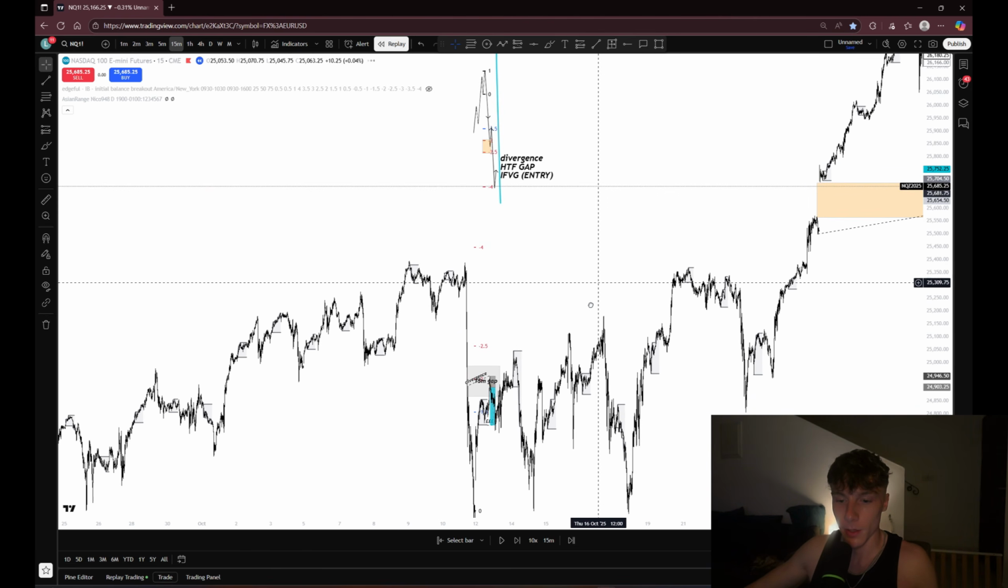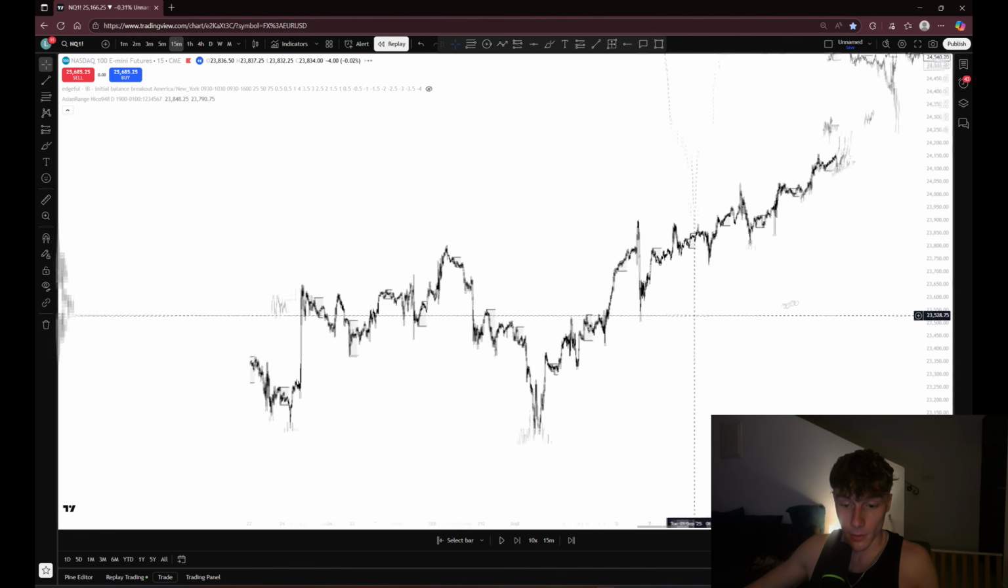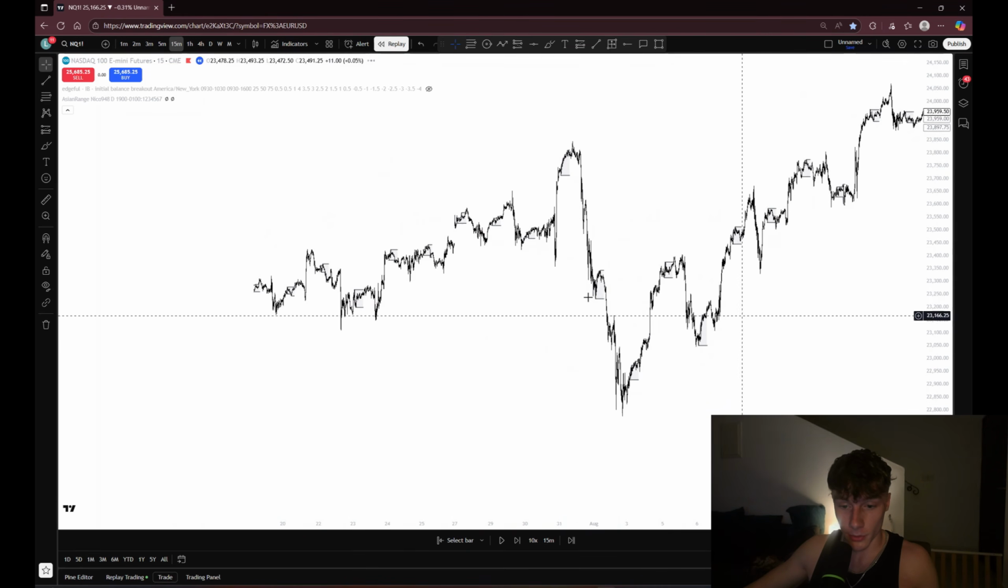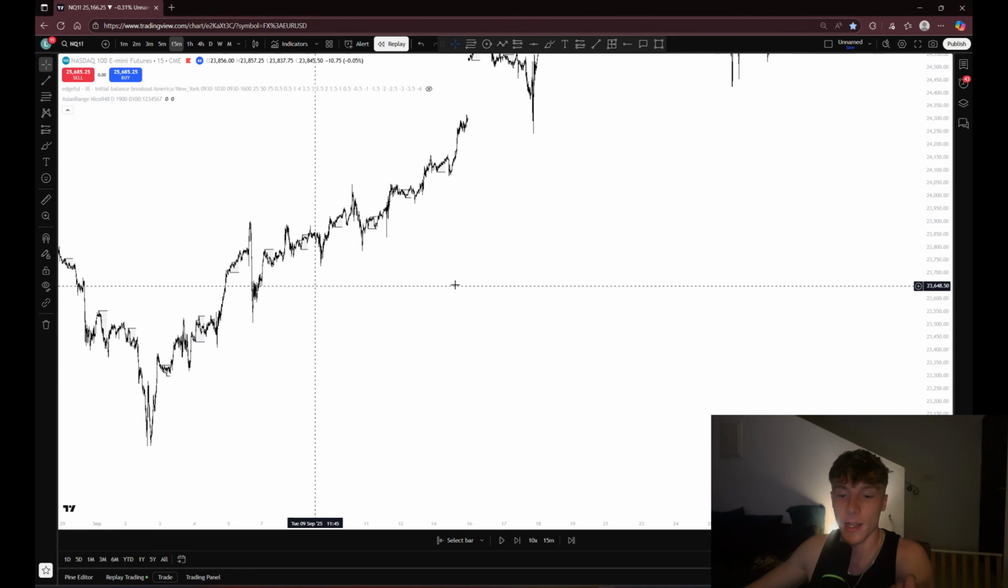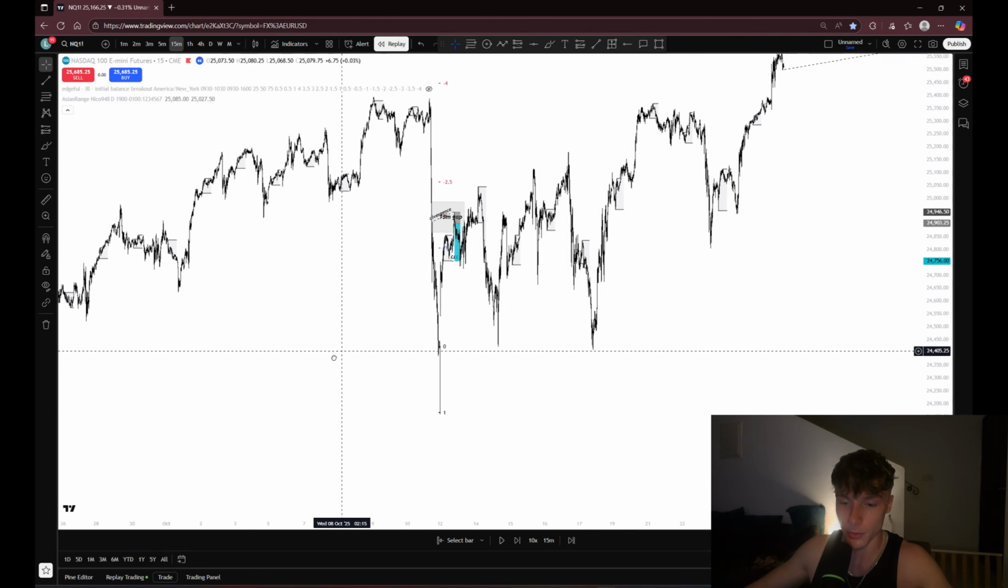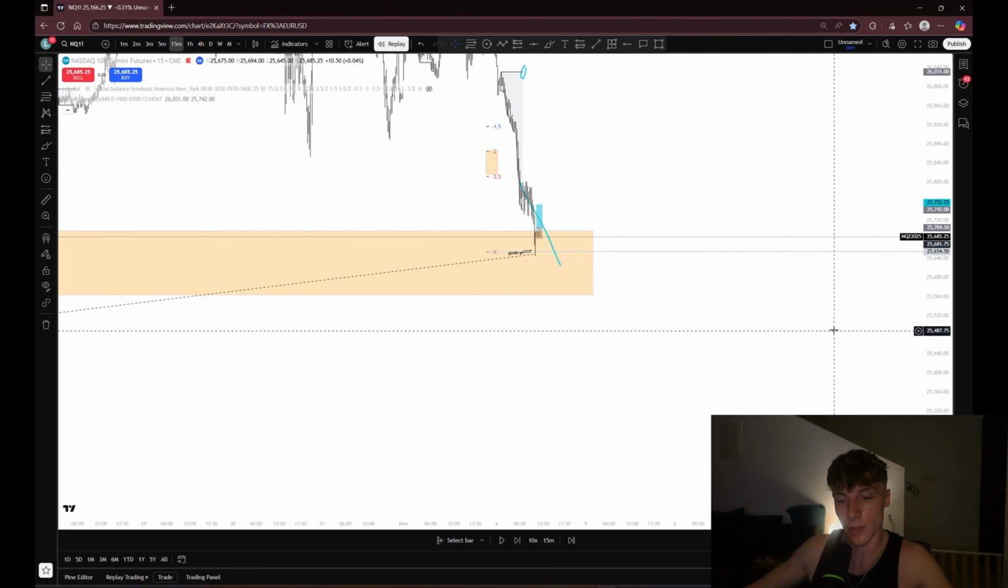I can go back here and find an example. You can see here, we created a gap, we filled it. There'll be another one somewhere. We created this gap here, we filled it. So these gaps get filled a lot of the time. So I anticipated coming into this week that this gap would be filled. You can see here that we came into this area, and a lot of the time, these areas are used as support and resistance.